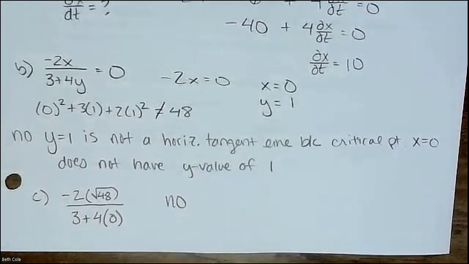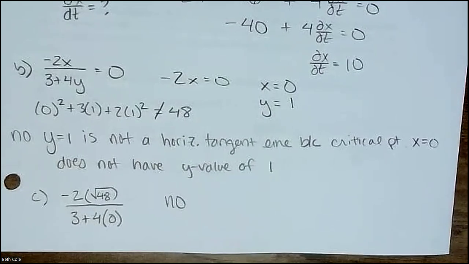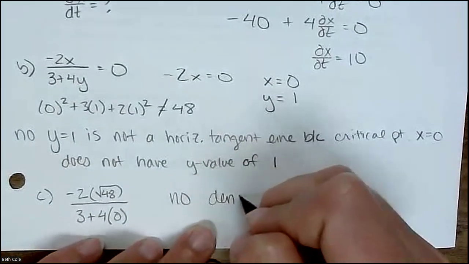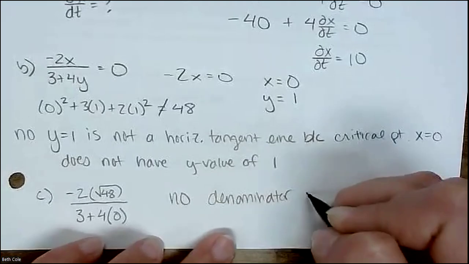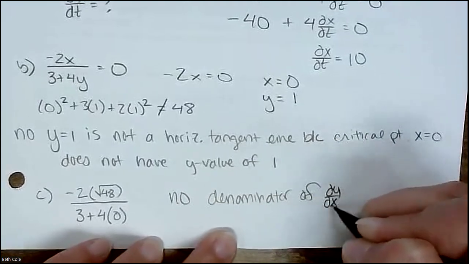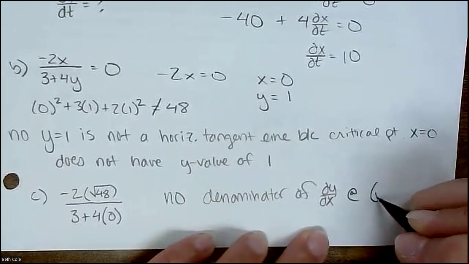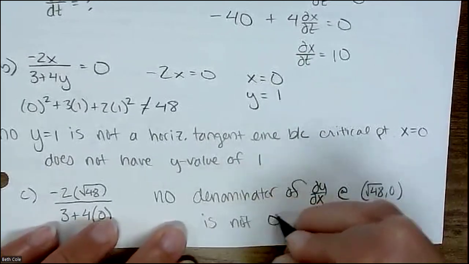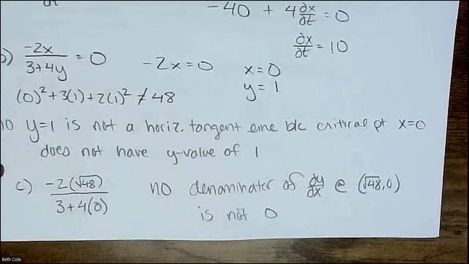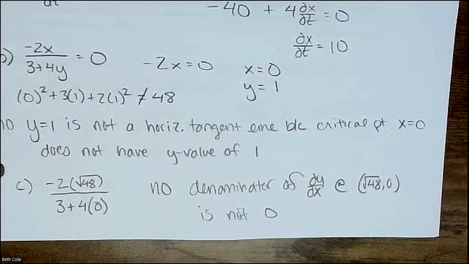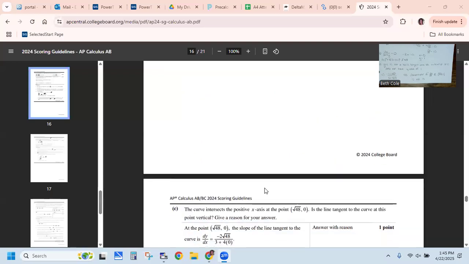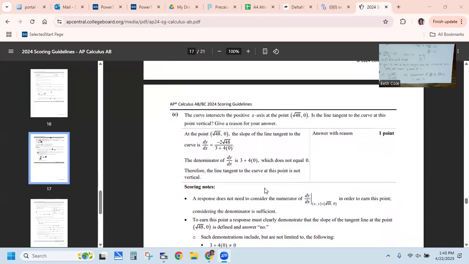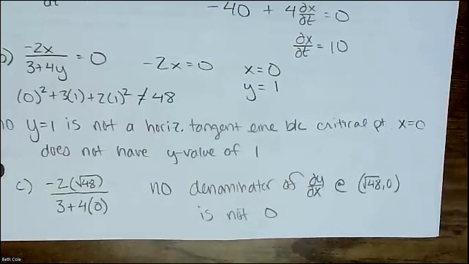Here, how would you word it? What would you say? You basically want to say why you said no. Yeah, I would say denominator of dy/dx at, and you just need to mention that point, is not 0. And I believe that was only worth 1 point. So if you couldn't get it, it wasn't like a super huge deal. Let me just check really quick. I think it was only worth 1. Yeah, that was only worth 1 point. Just plugging that in and saying no was only worth 1 point.